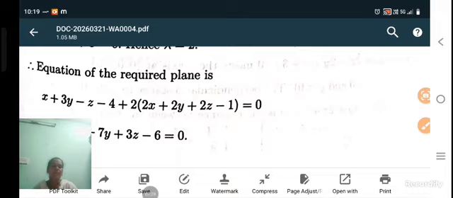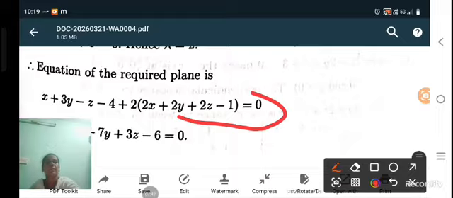Then substitute lambda equal to 2 into the plane equation. Then we get x plus 3y minus z minus 4 plus 2 into (x plus 2y plus 2z minus 1) equal to 0. Then simplify, and we get 5x plus 7y plus 3z minus 6 equal to 0, which is the required plane equation.